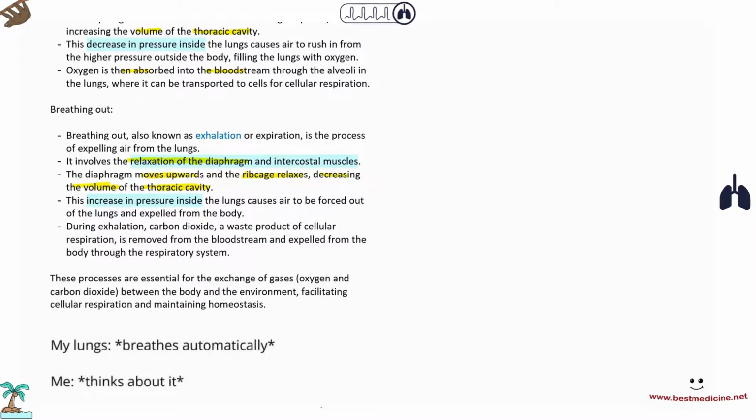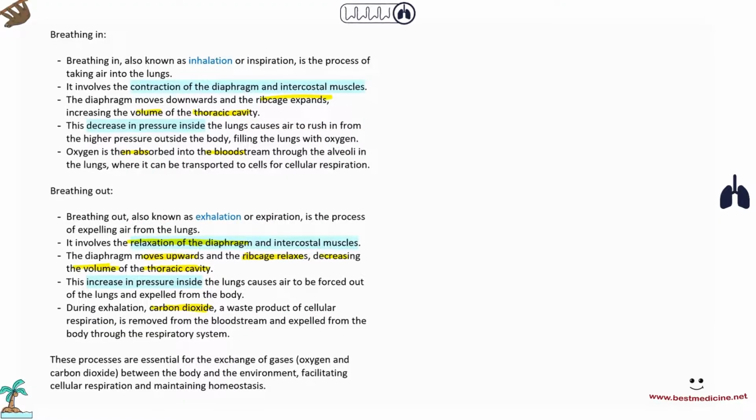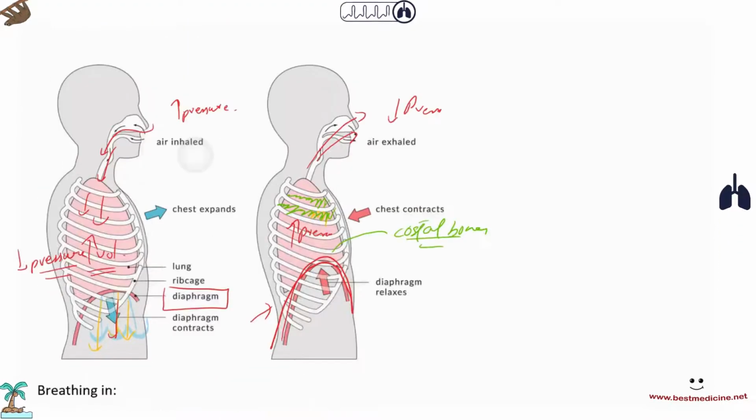So remember, the reason why we're doing exhalation is so that we can remove the waste products, carbon dioxide, and get the fresh air in. So CO2, a waste product of cellular respiration, is removed from the bloodstream and expelled from the body through the respiratory system. These processes are essential for the exchange of gases between the body and the environment, facilitating cellular respiration and maintaining homeostasis.